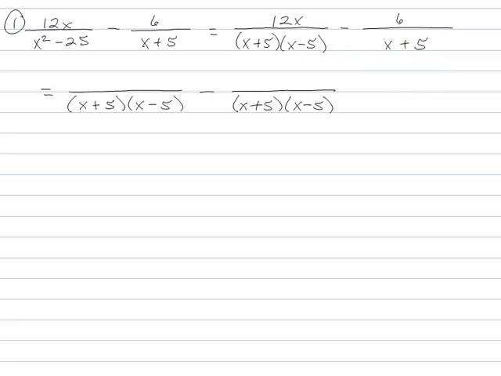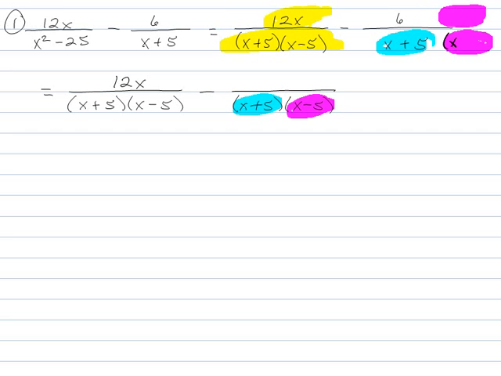Now over here, this one's already done, so we can just go ahead and pull that in on the top. But over here on the right, all we have is x plus 5. We're still missing an x minus 5. So we have to multiply the top and the bottom by x minus 5. Okay, and to make things a little bit easier, I'm going to go ahead and distribute the 6 across. So I'll have 6x minus 6 times 5 is 30.